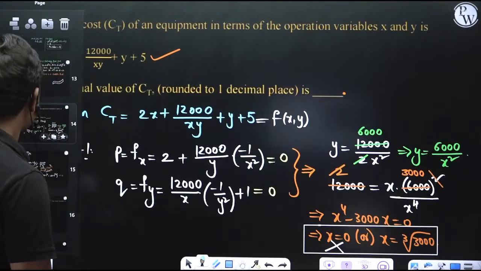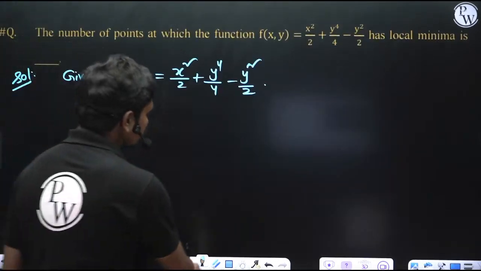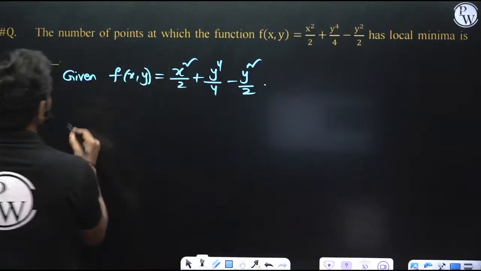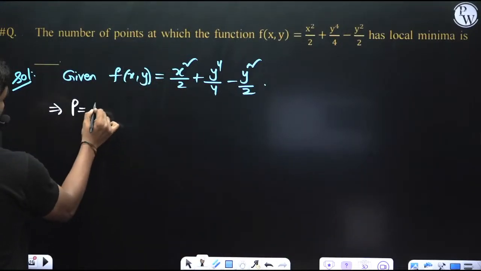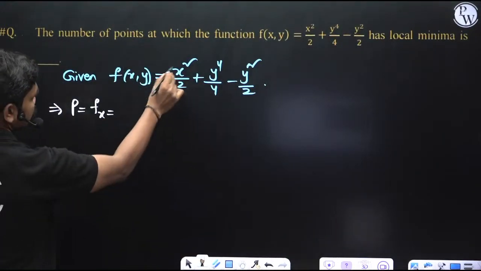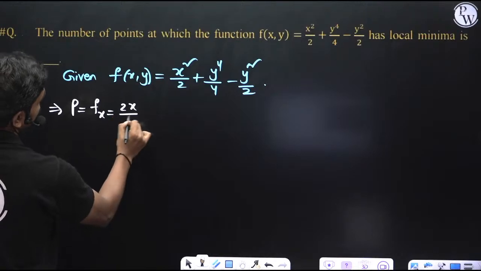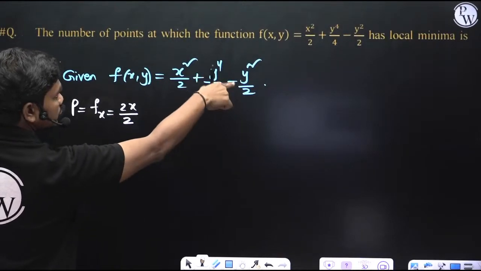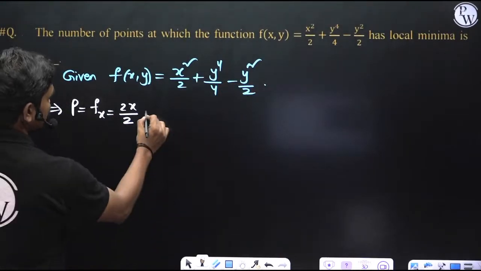Okay, so let's come here. So what is p actually? So this implies p, which is equal to fx, is the differentiation of this function with respect to x, which is 2x by 2. The derivative of this term is 0. The derivative of the second term is also 0. So equate this to 0.